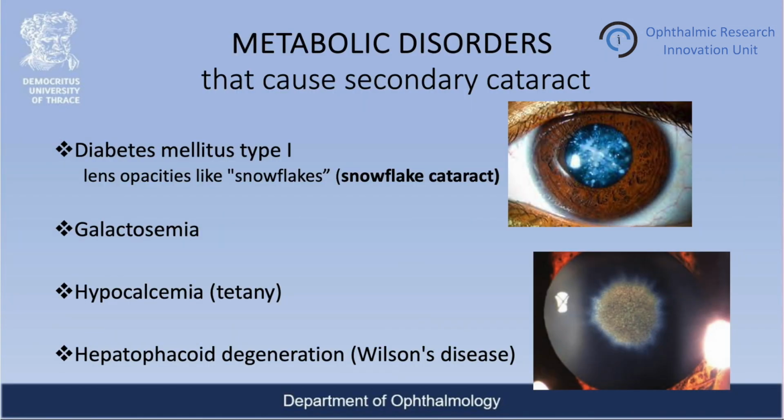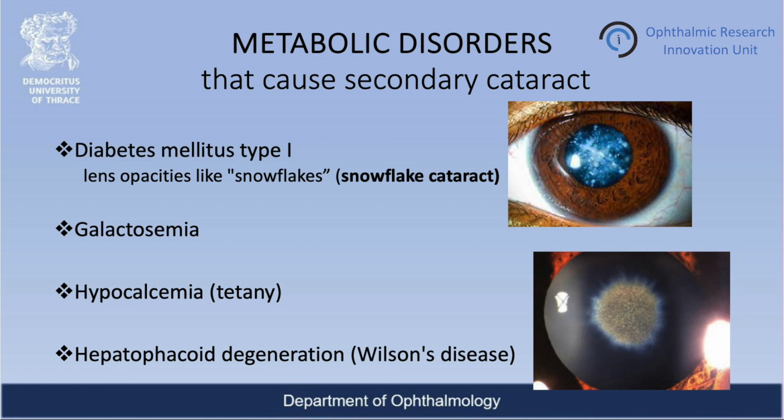In metabolic disorders, cataract occurs in type 1 diabetes mellitus. In poorly controlled diabetes, the opacities are bilateral, starting from the cortex in the form of small spots resembling snowflakes. On the contrary, in galactosemia, which is a hereditary disorder that causes an inability to convert galactose into glucose, cataract develops early in the neonatal period and can potentially regress after correcting the metabolic disorder.